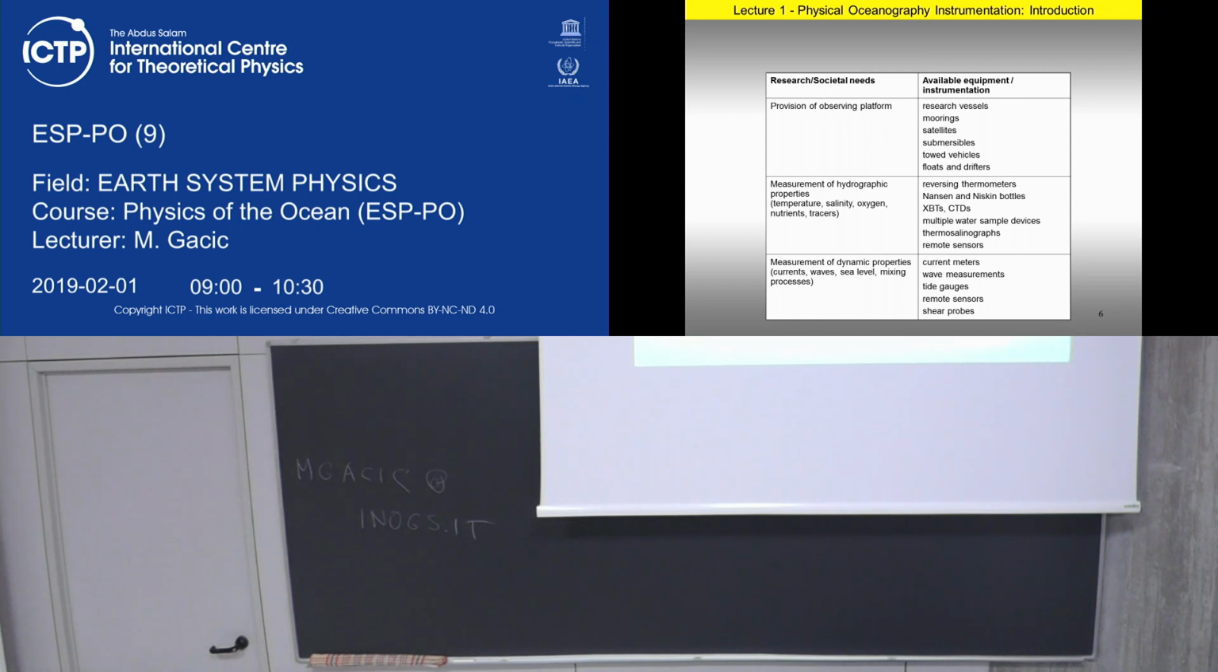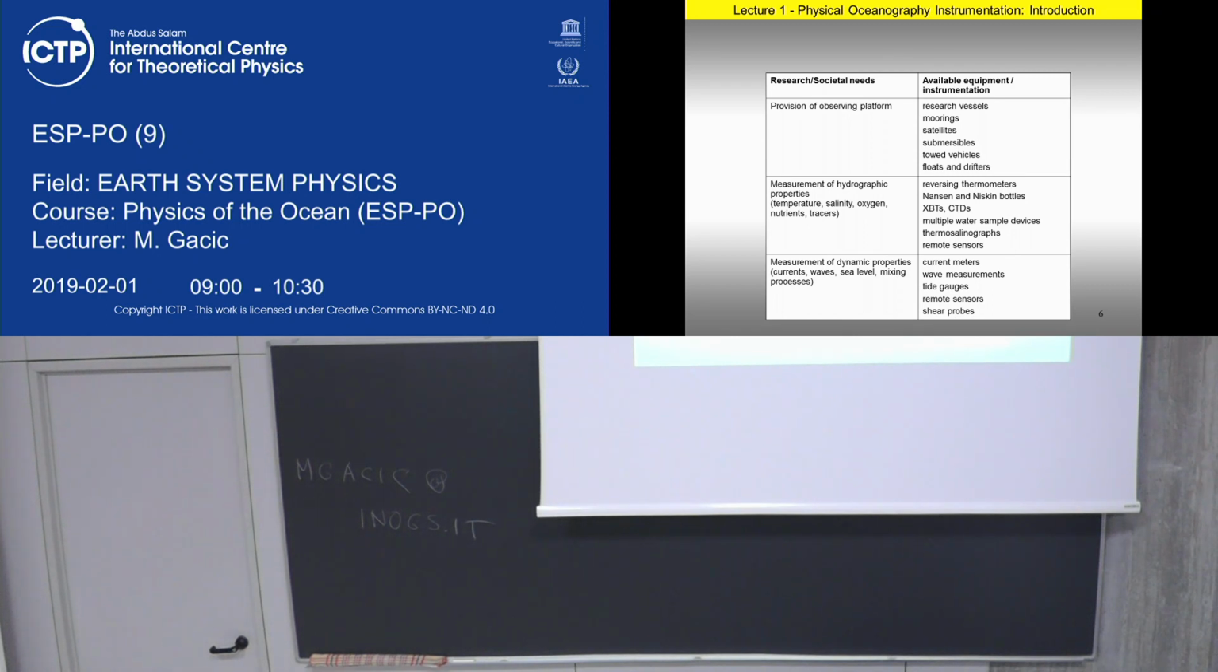And then obviously there are remote sensors, which are associated with satellites, but not only satellites. You will see later that remote sensing is not only satellite based; you can use airplanes, and also some coastal stations to measure currents and so forth, but we will talk about it later. And measurements of dynamic properties mean currents, waves, sea level, and mixing processes.